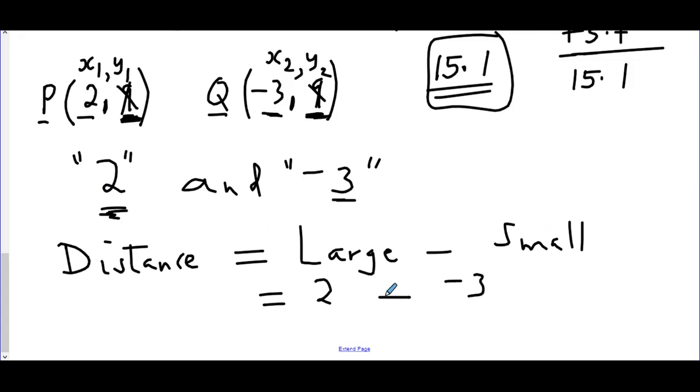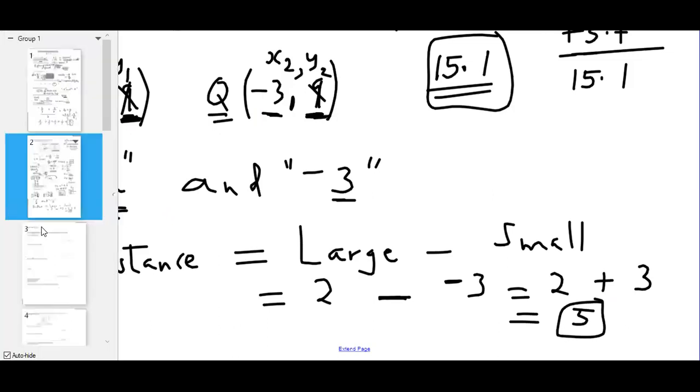Now, everybody knows that when two negative signs follow each other, what you simply do is multiply the negative signs. So negative and negative will make a positive, and then you're going to have 2 here, and then you're going to have 3 there. So what is 2 plus 3? The answer is 5. Now, this 5 is what we call the distance between P and Q. I think that is very clear. Then let me go to the next part.